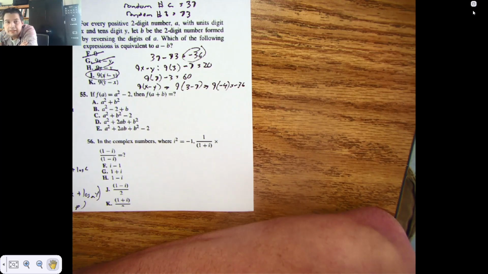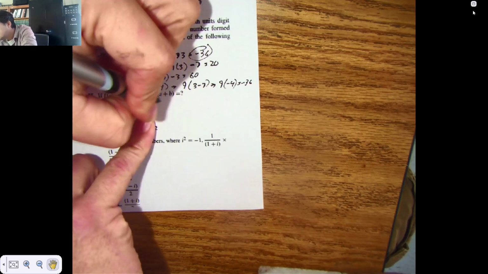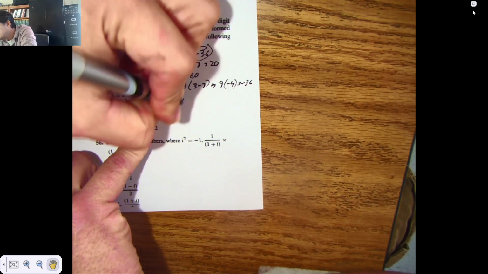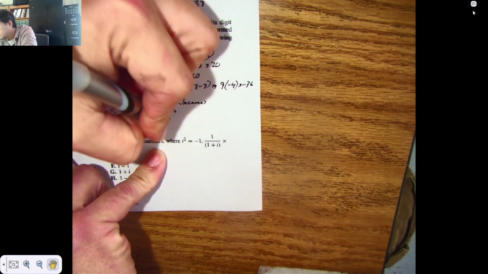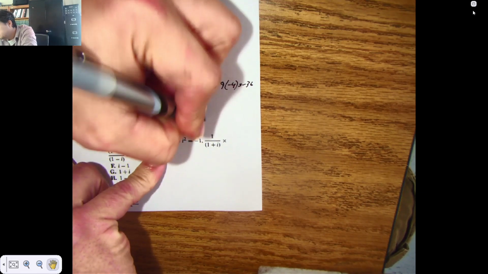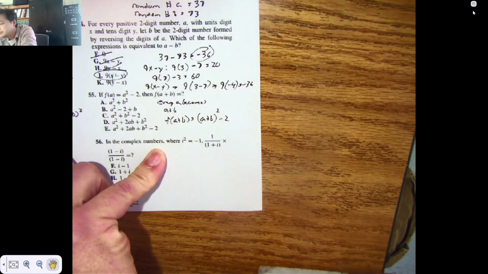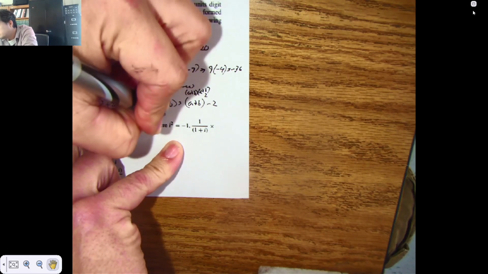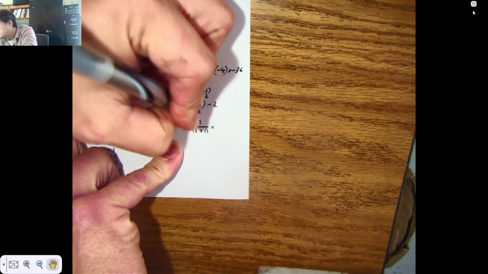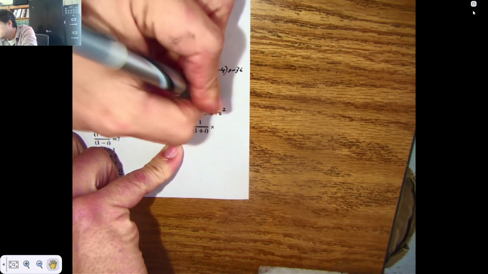Let's see, 55. If f of a is a squared minus 2, then f of a plus b is what? Well, you know this notation. Every a becomes a plus b. F of a plus b is a plus b, all squared, minus 2. And you know how to FOIL. Remember, this is a plus b written twice. So f of a plus b is a squared plus 2ab plus b squared, and then bring down that minus 2. Choice E.